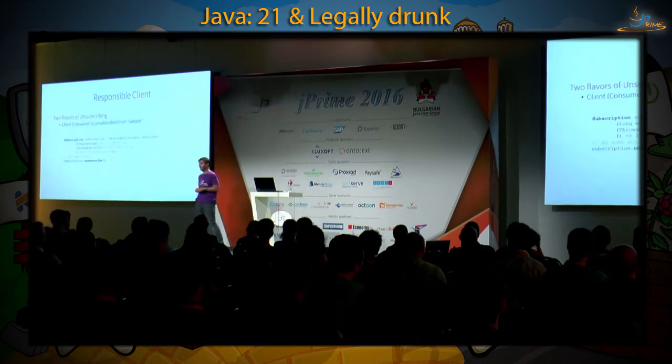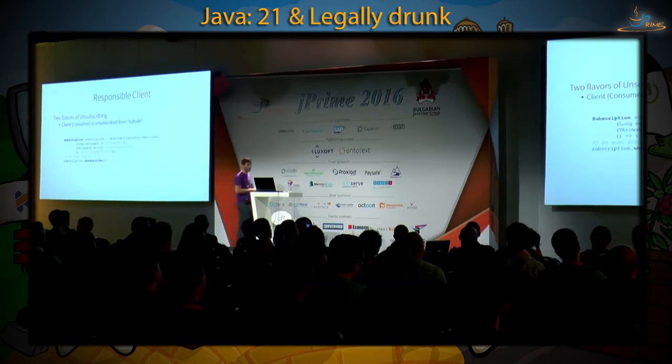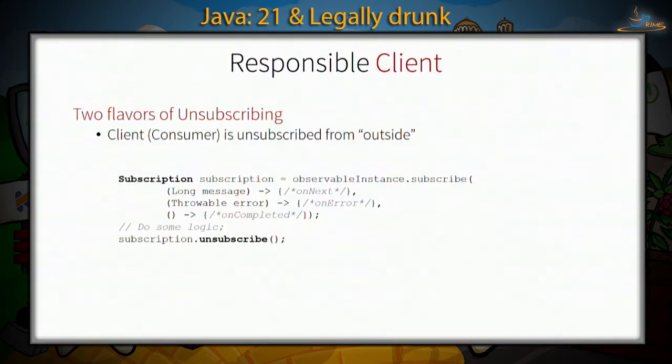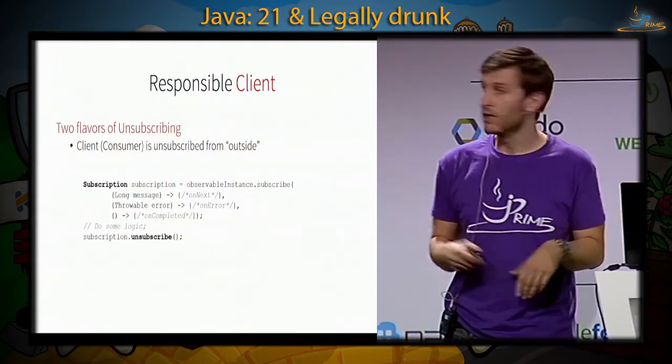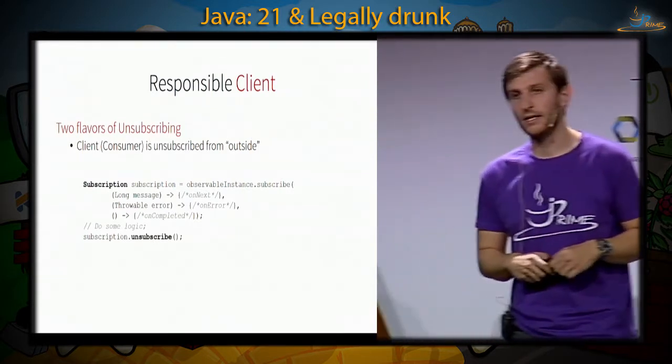There are actually two flavors of unsubscribing. The first one is unsubscribing from the outside. How do we do that? As you can see, each time we call the subscribe method on our observable instance, as a return, we get a subscription object. And we can just call unsubscribe on that subscription object. And that is it. So this is unsubscribing from the outside.